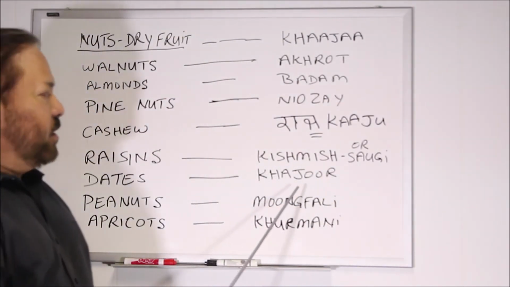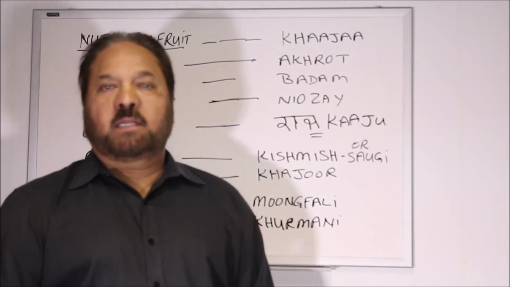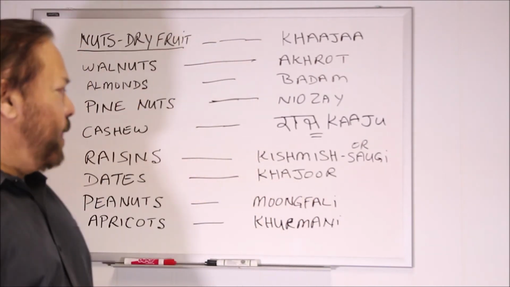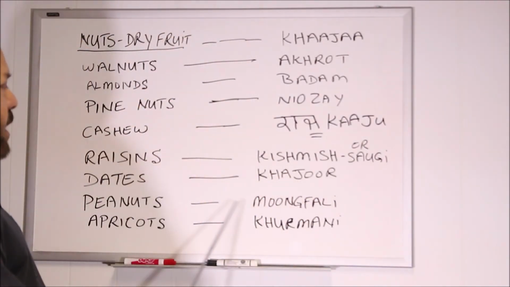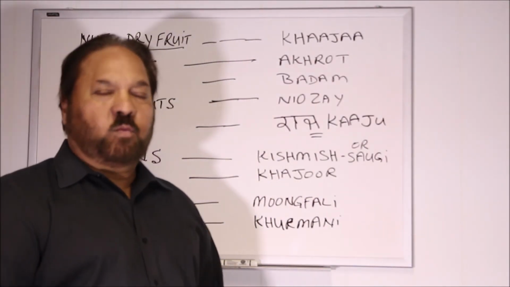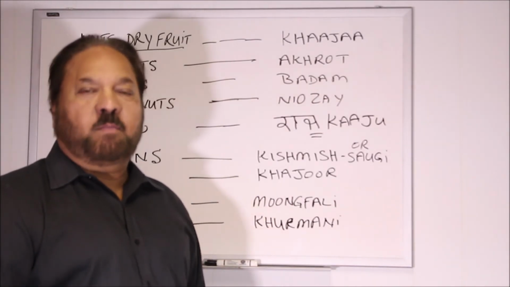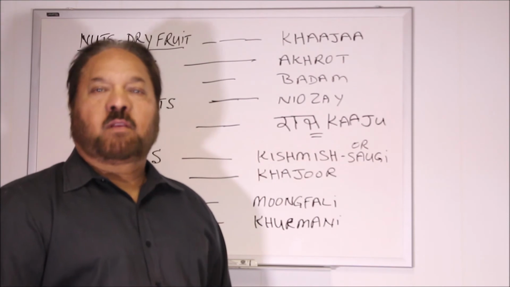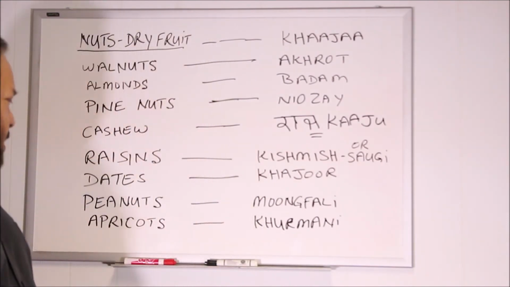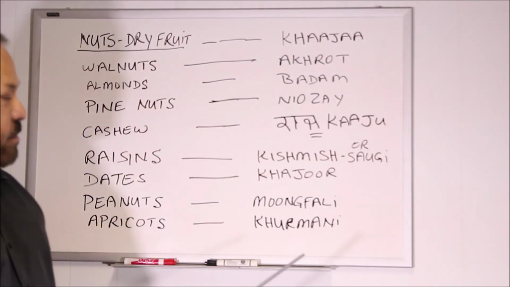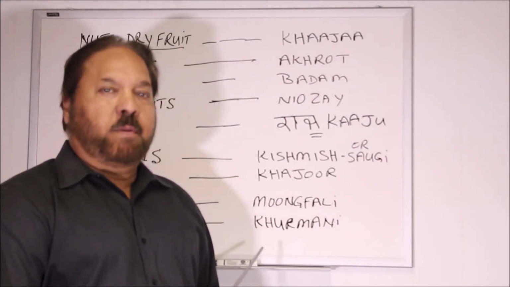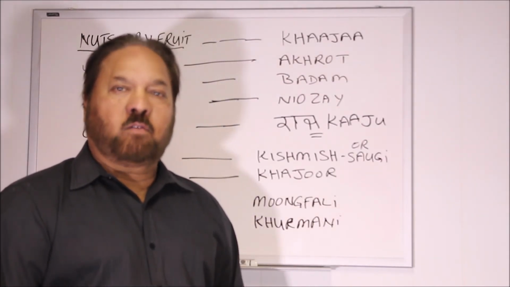Dates, khajur. Dates are called khajur in Punjabi. Peanuts, very common. Most of the people keep it at home. Moongfali, moongfali. Apricots, in Punjabi we call kurmani. Apricots, we call it kurmani.